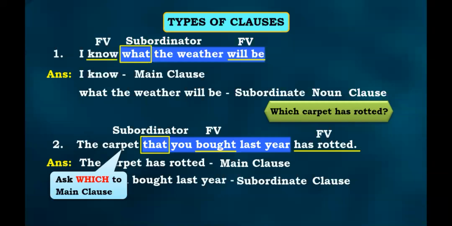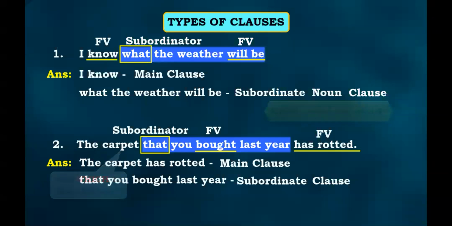You don't even have to think about it. It is a subordinate adjective clause. Why? Because it is giving me more information about a noun. The function of an adjective is to describe or to give you some more information to qualify the noun. All right, very clear with this.